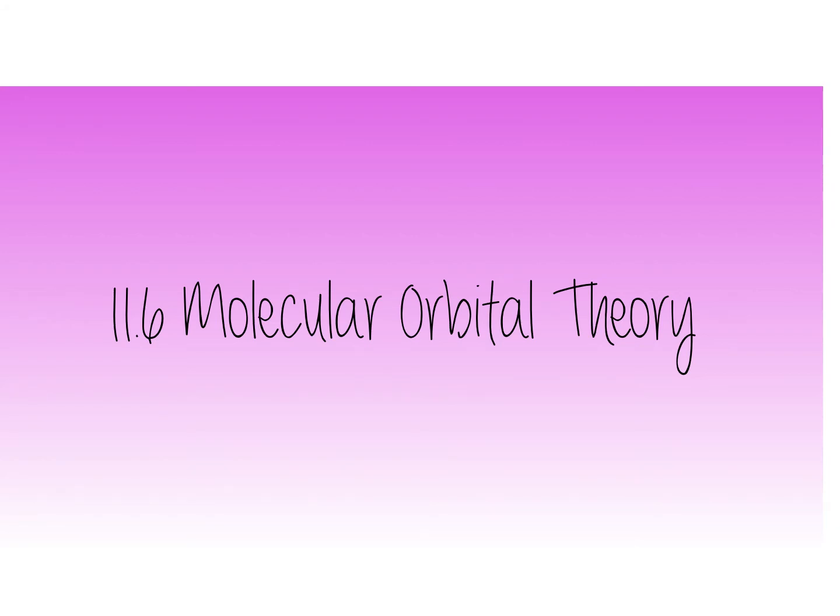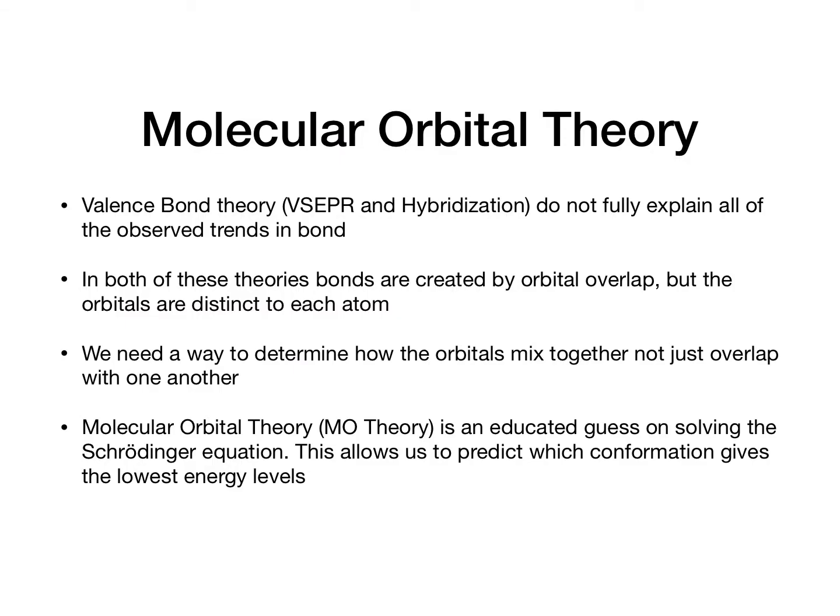In this video, we're really going to explore molecular orbital theory. And so what we're going to do is ask ourselves, is hybridization the last stop in determining the most accurate information about atomic orbitals and how they come together to create a shape? It turns out that valence bond theory, which really incorporates both VSEPR and hybridization, does not fully explain all of the observed trends in bonds.